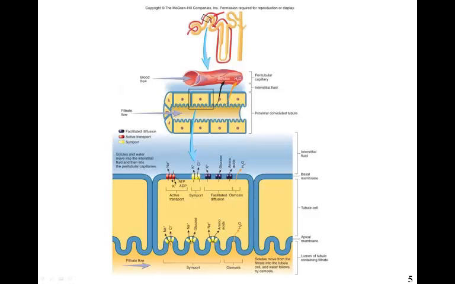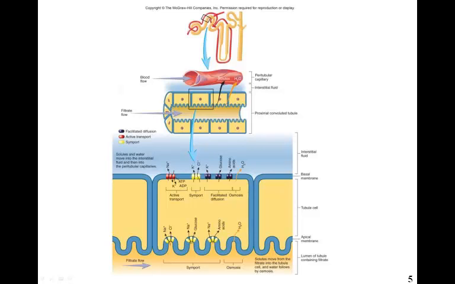Okay. So we're going to start by looking at the proximal convoluted tubule. Okay, so this is Bowman capsule, proximal convoluted tubule. And as we said, it's the place where most reabsorption occurs. Okay, and here's two ways to see that.